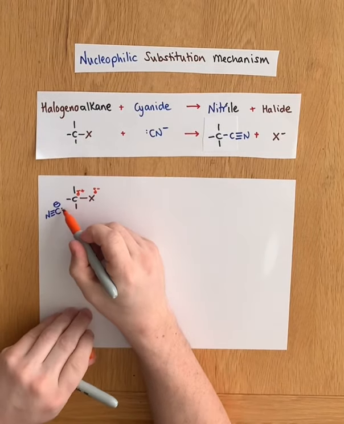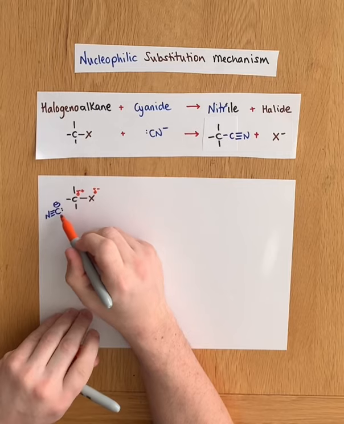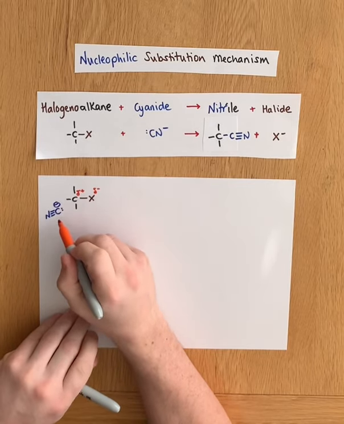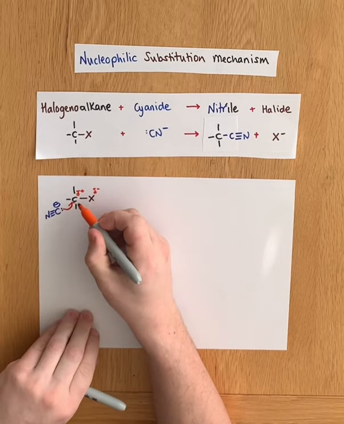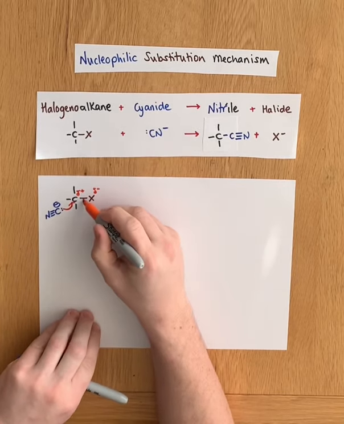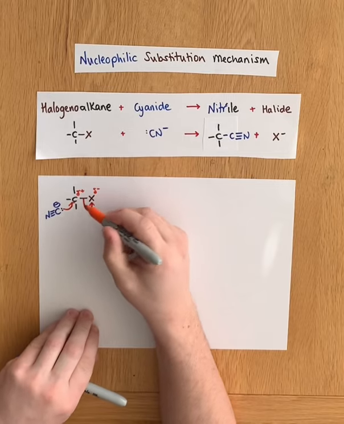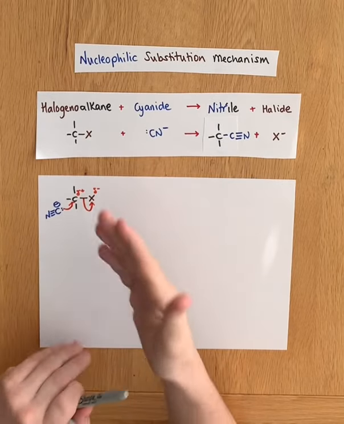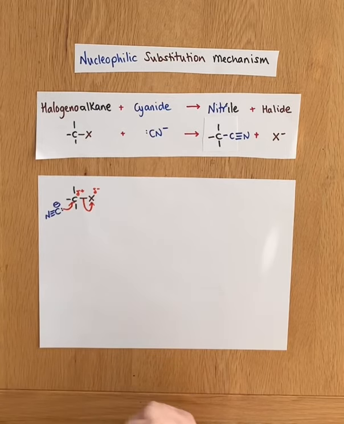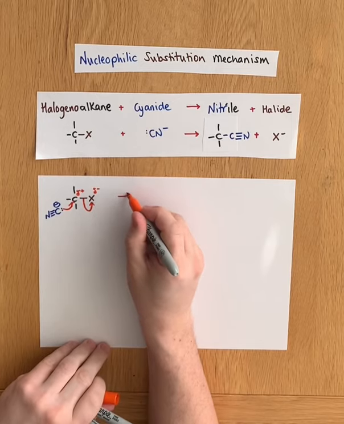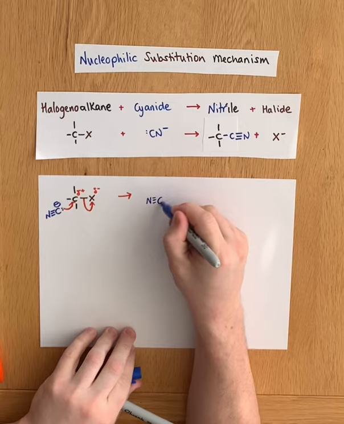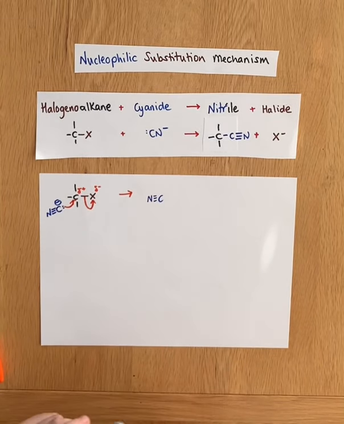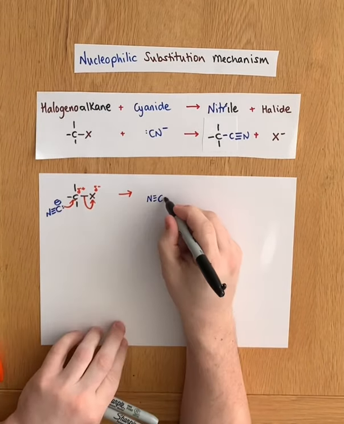The pair of electrons, this lone pair of the nitrile on the carbon atom, will form a bond to the carbon of the halogenoalkane. That will force the two electrons on the carbon halogen bond onto the halogen atom. That forms, if we follow these arrows through, my cyanide, which is now covalently bonded to the carbon atom.